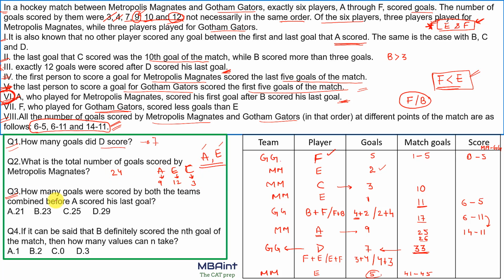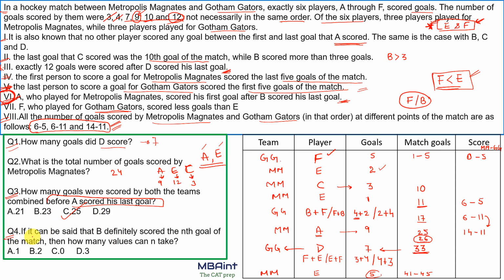Now question number 3 is, how many goals were scored by both the teams combined before A scored the last goal? So when is A scoring the last goal? A is scoring the last goal at the 26th goal. After that D will start scoring. So before the last goal, the total number of goals made is 25.